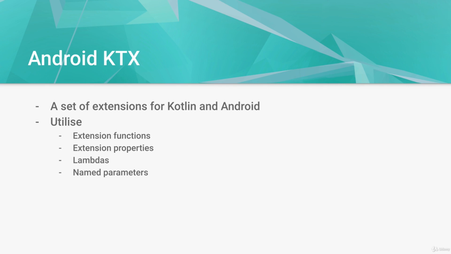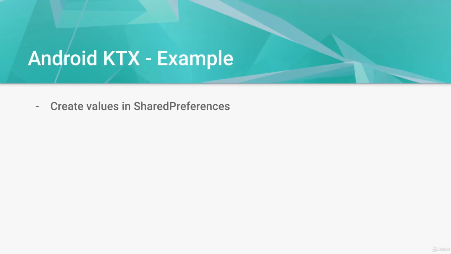Now, KTX, in order to extend the functionality of basic Android and Kotlin, uses a few different features of the Kotlin language. So they use extension functions, properties, lambdas, named parameters. All of these facilitate for us utilizing some functions from existing Android libraries. So let me just give you an example of what is implemented in the KTX library.